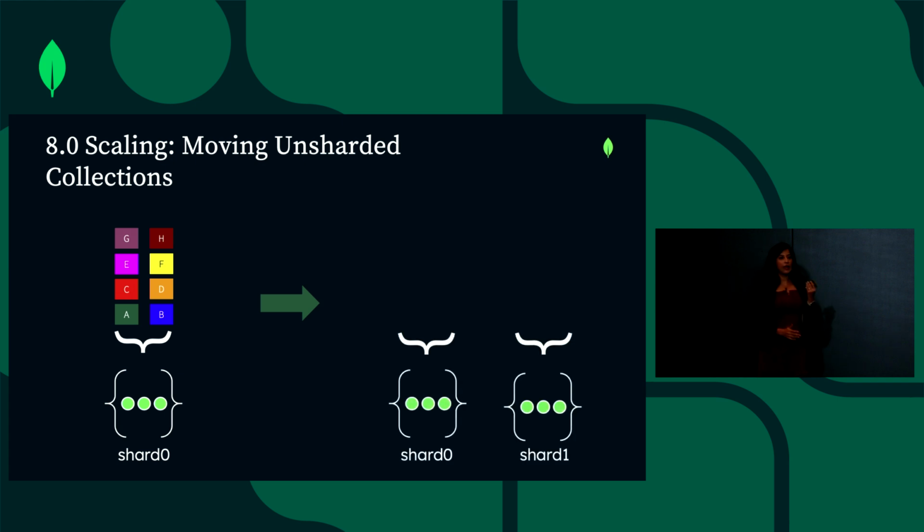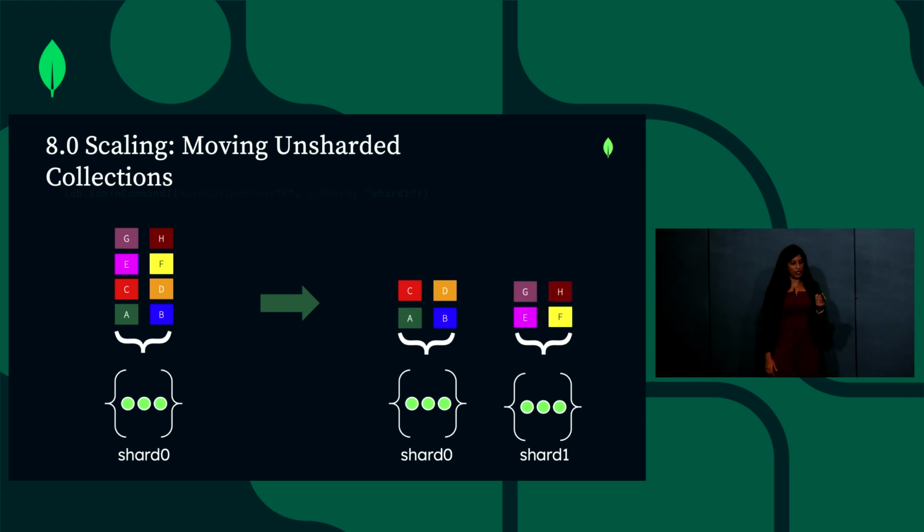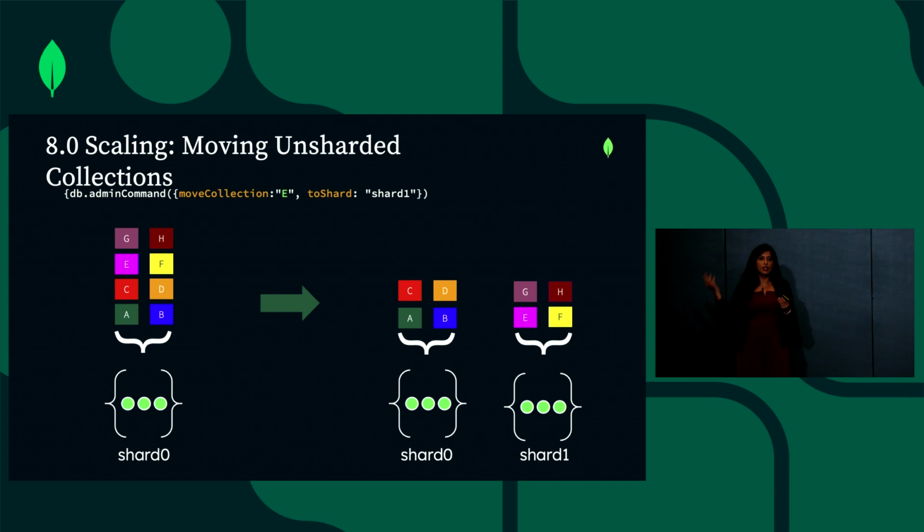You can do that now in 8.0 by, again, running the same move collection for E in this case, and you provide shard 1. So we move E. Then you run move collection F, move collection G, and move collection H to move them one by one to the shard of your choice. In this example, you could also add 8 shards and have one collection live on each of them, if that's what your workload needs.